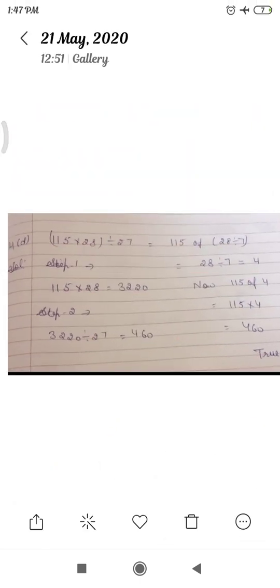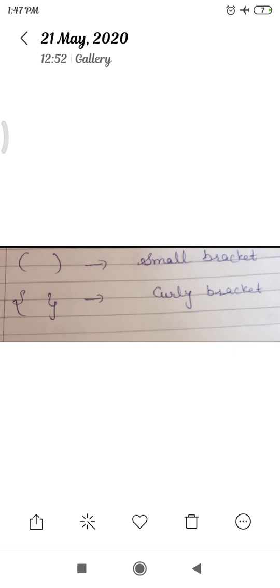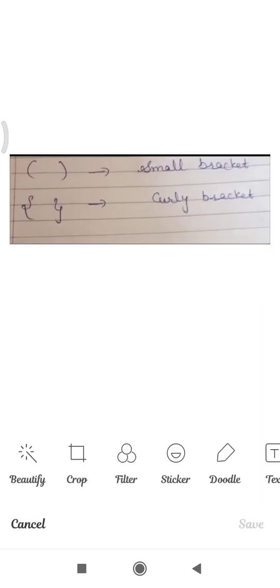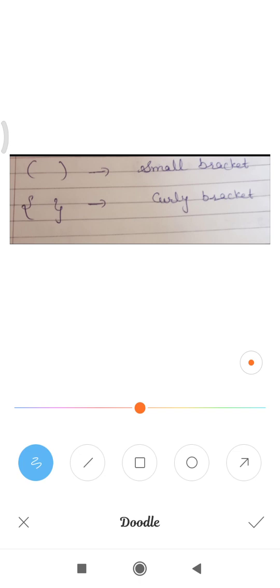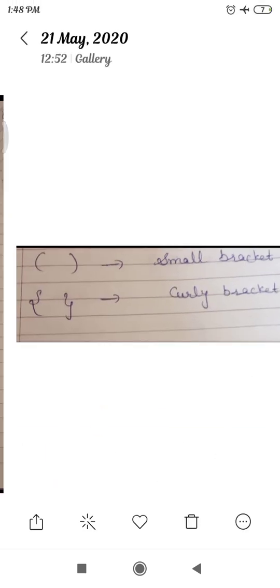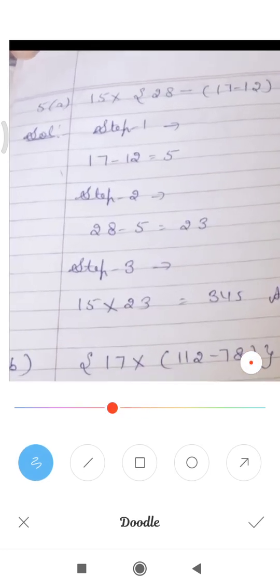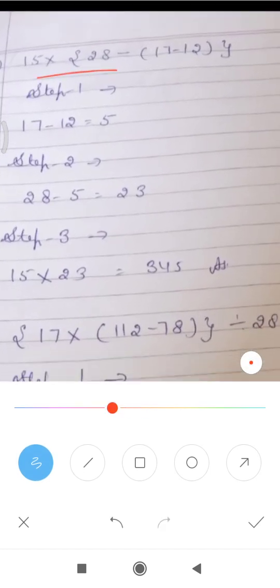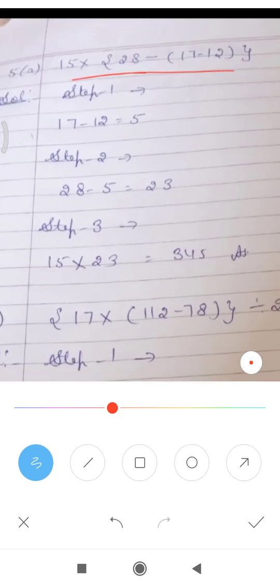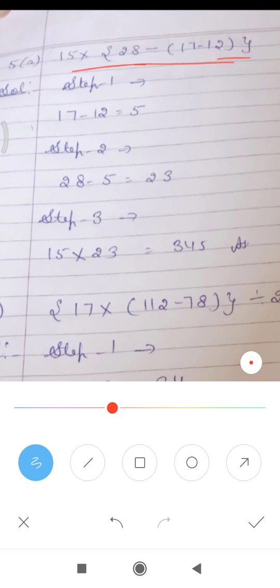Now see, my dear children. Now we will learn two kinds of brackets here. The upper one is the small bracket and then down it is the curly bracket. First we have to solve the small bracket, then we will solve the curly bracket. Now see its question. 15 multiplied by curly bracket, 28 minus, then small bracket 17 minus 12, then the small bracket closed and the curly bracket also closed.